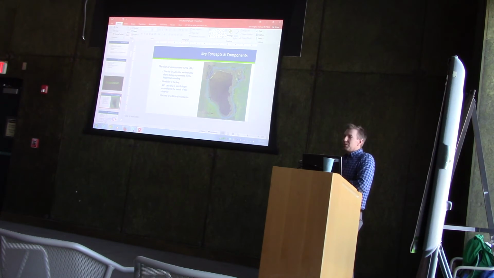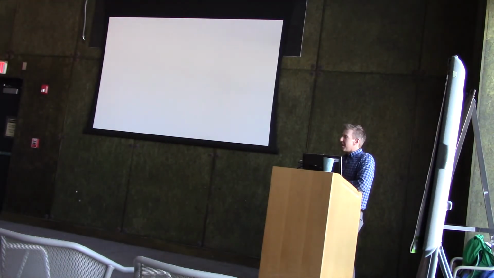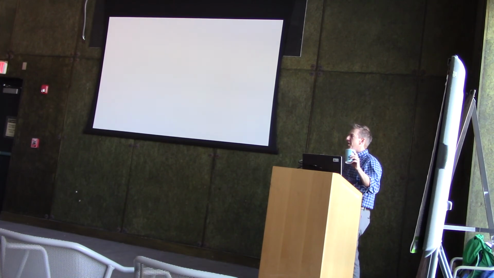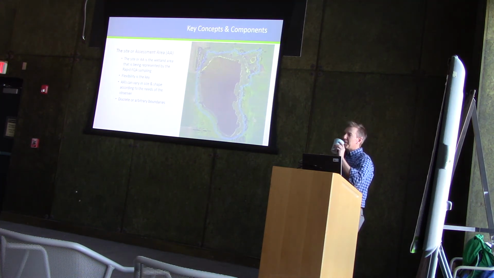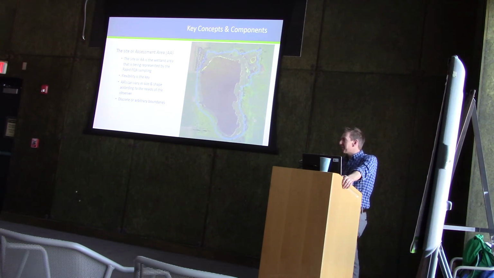So I'm just going to go through a few, I call them key concepts, components. Some are really obvious, some maybe not as obvious. But I think all crucial to being able to apply this thing. The first is defining your site or assessment area. This may seem really obvious and basic, but sometimes it needs to be spelled out. Basically your first step is you really have to define what your site is, the wetland area that you're trying to represent with your vegetation sample.